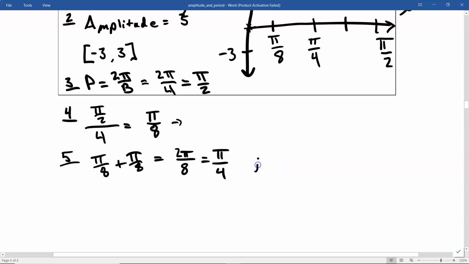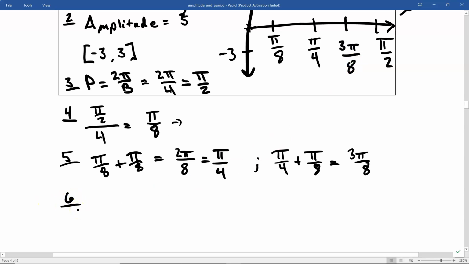And then we have our third point, which is going to be adding pi over 8 to this point, or just adding pi over 8 3 times. So our third point is going to be pi over 4 plus pi over 8, which is equal to 3 pi over 8. Okay, so I hope that process was clear.